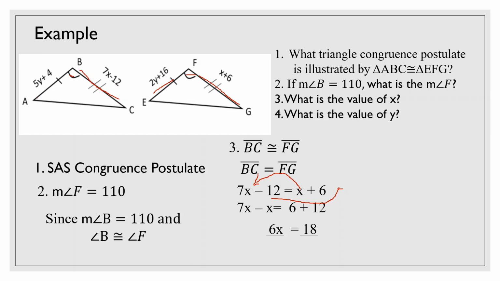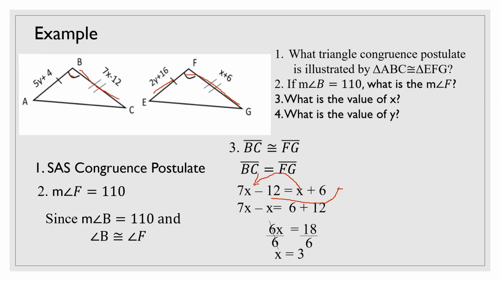And to solve for the value of x, divide both sides of the equation by 6. So cancel here, 6, and 18 divided by 6 is equal to 3. So the value of x is 3. Now, let's take a look at the value of y. Consider natin yung side with variable y. So, makikita natin that we have here AB and EF. AB measures 5y plus 4 and EF measures 2y plus 16.